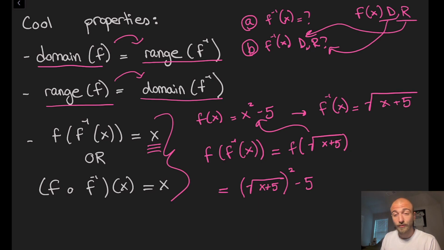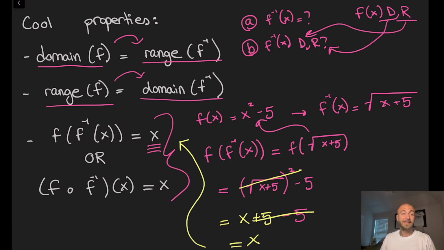Something we know from some basic properties about exponents and square roots: if I have a square root and I'm squaring it, those guys are going to cancel themselves out. That's really nice. So what I'm left with is an x plus 5, but then a minus 5 from the original part of the equation. Well, x plus 5 minus 5, those cancel, is literally just x. We've just shown that this property of inverse functions works.